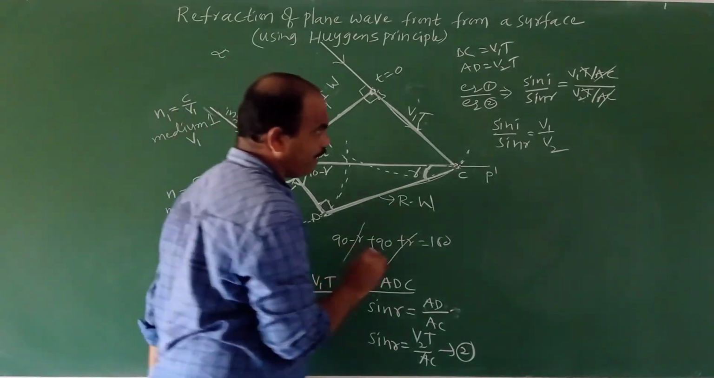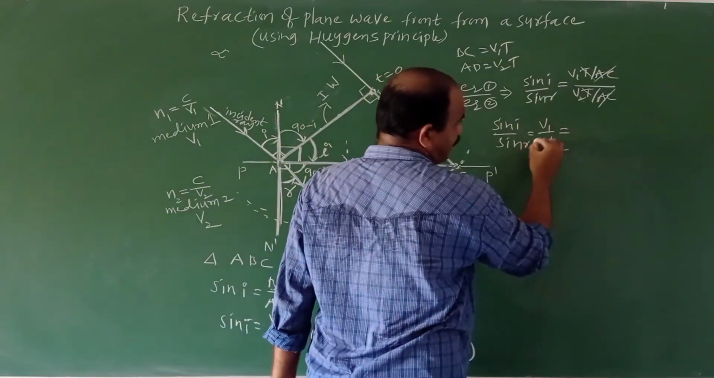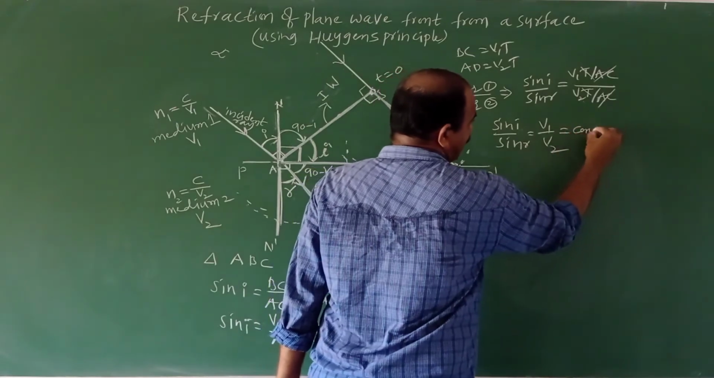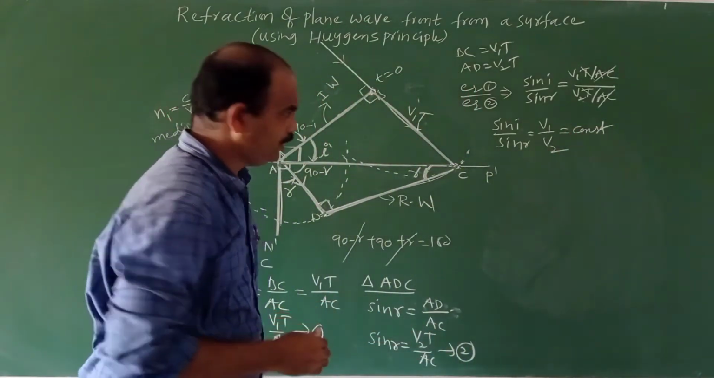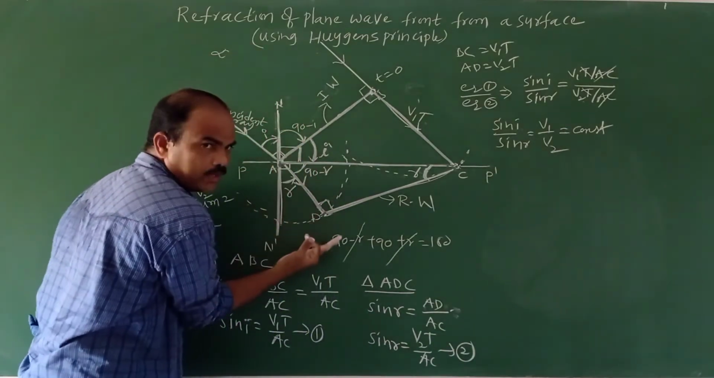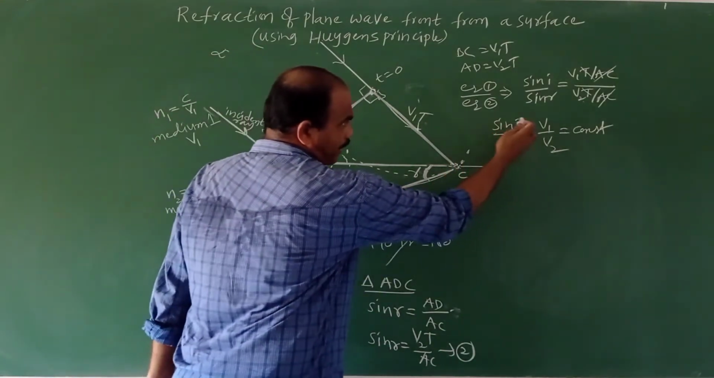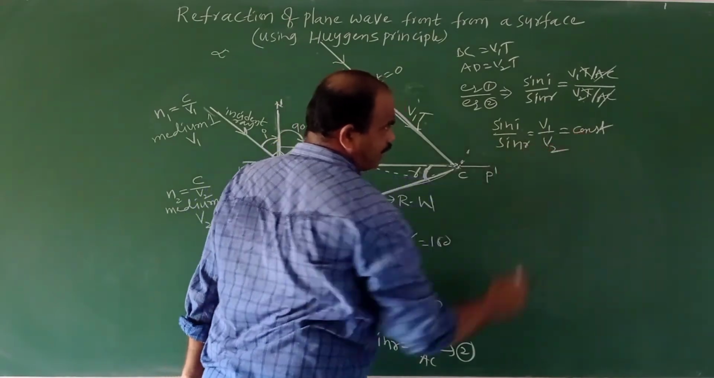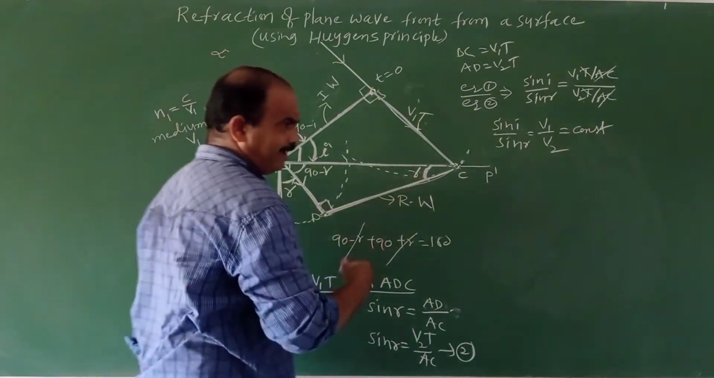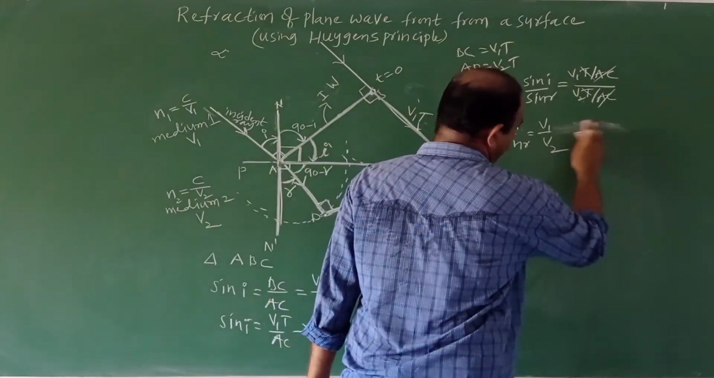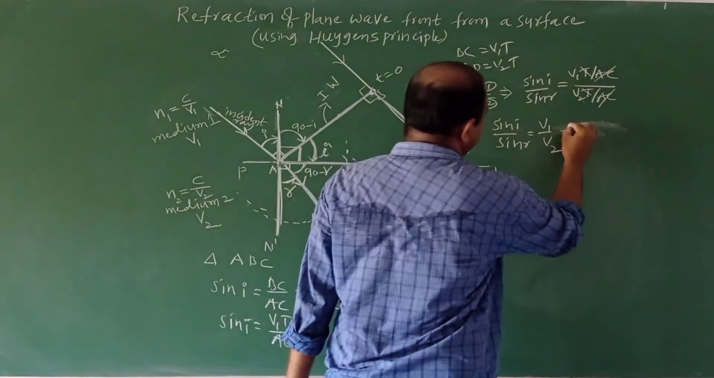And what you get? So sin i by sin r and V1 by V2 is always what? Constant. When the light is traveling from one medium to another medium, the sine of the angle of incidence to the sine of the angle of refraction is always constant. Otherwise, in another way you can also prove it. So now consider this equation three.